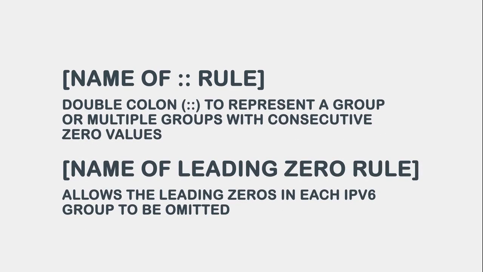The second rule allows the leading zeros in each IPv6 group to be omitted. For example, a group consisting of 0001 could be reduced to 1. Unlike the first rule, the second rule allows us to simplify individual groups like 0001. Let's apply this second rule to our already simplified addresses and see how they become even more simplified.